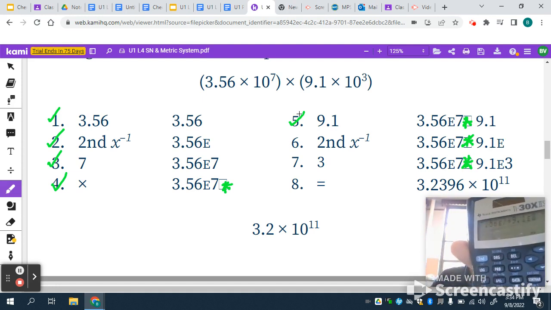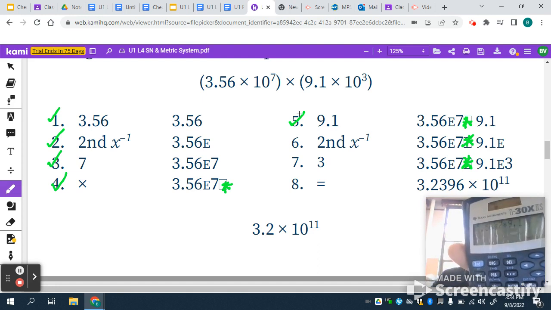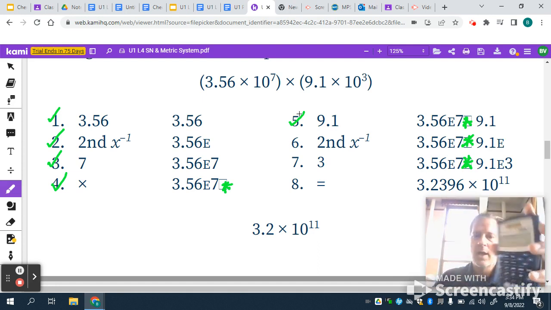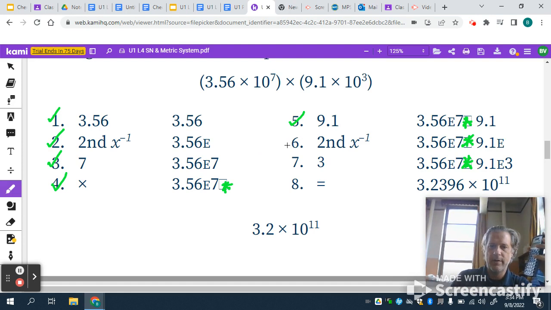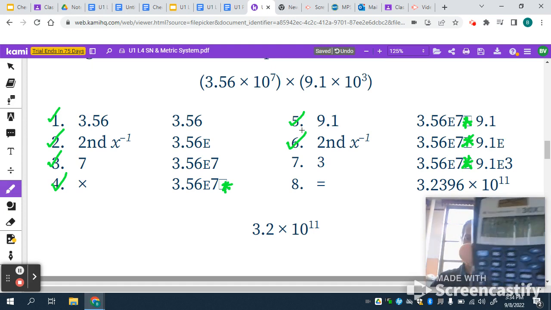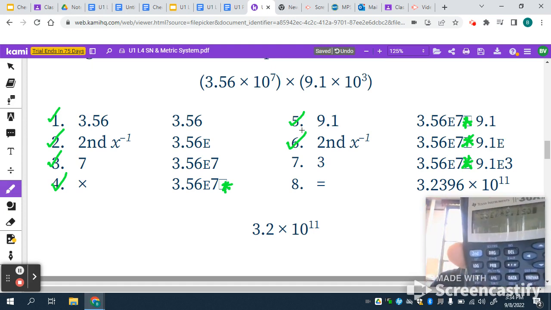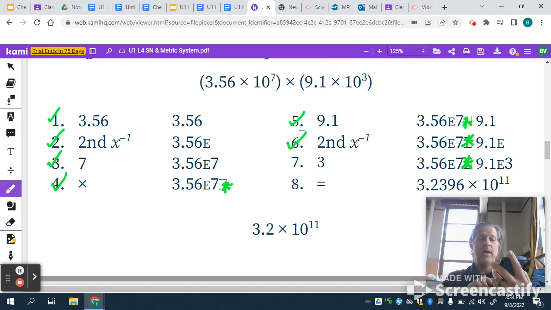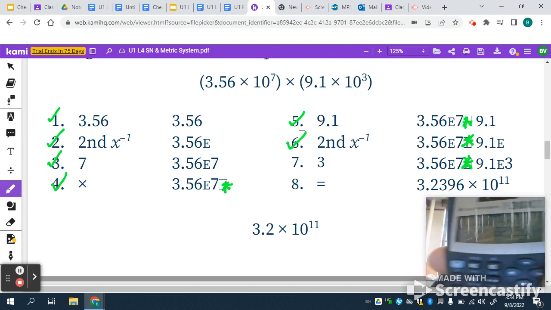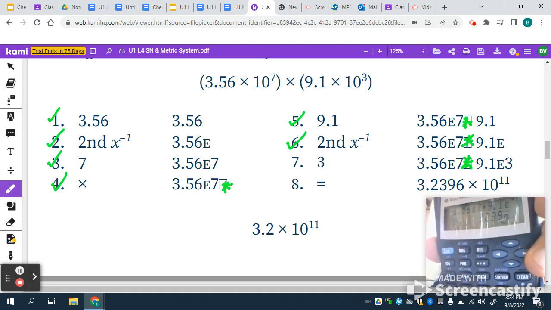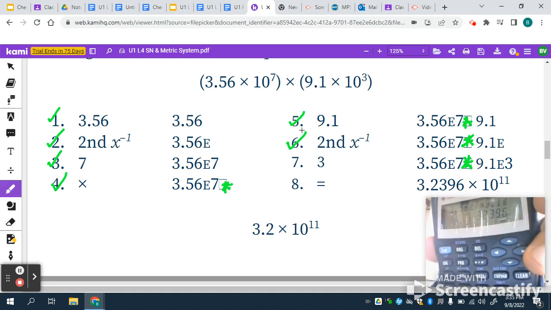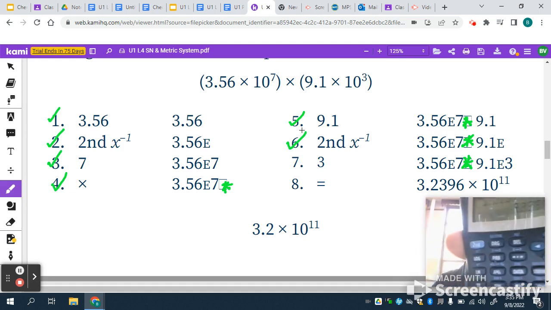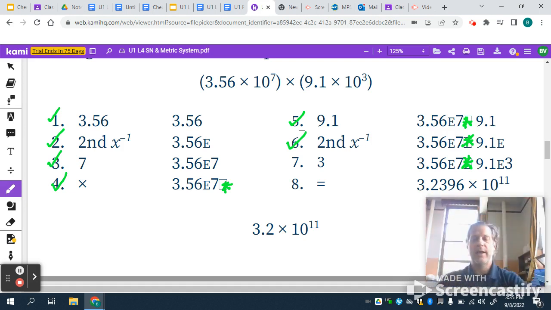And when I do that, it says 3.56 E7 times 9.1 E. And that's this step right here. Then I'm going to hit 3, and my calculator says 3.56 E7 times 9.1 E3. Then I'm going to hit equals, and my calculator gives me 3.2396 times 10 to the 11. I don't know why there's a glare there, but that's times 10 to the 11, and that's how we put these numbers into our calculator.